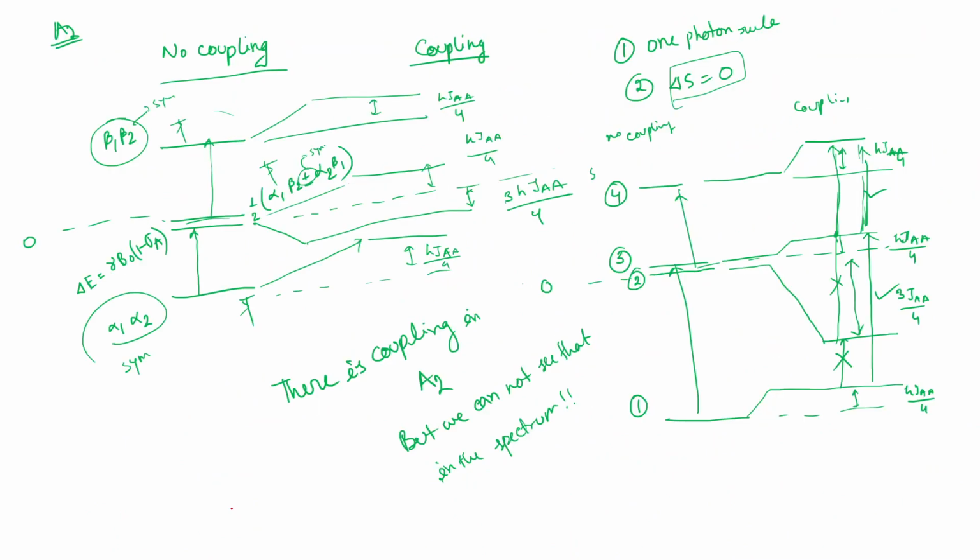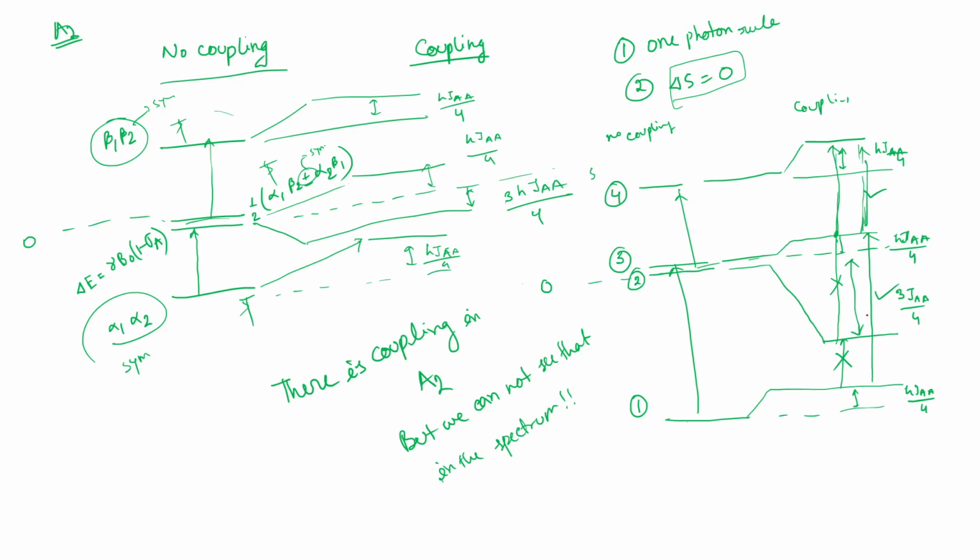Okay. Now, here is the situation. You can see this portion now. When there is no coupling, 2 and 3 were degenerate at 0 energy, and 1 and 4 had some energy, and you expected only two transitions, right? Now for A and X. After the coupling, your 1 and 4 were destabilized by hJ by 4, 3 also got destabilized by hJ by 4, but the second was stabilized by 3hJ by 4.